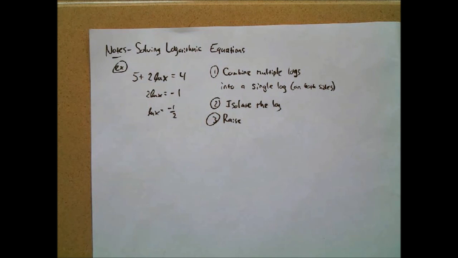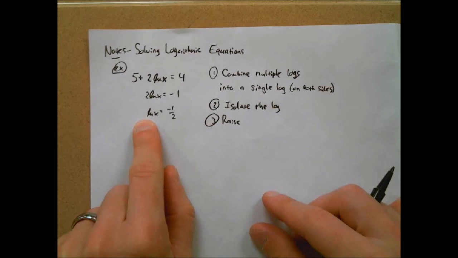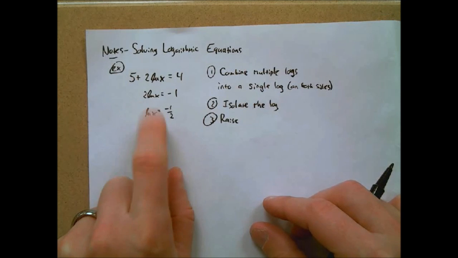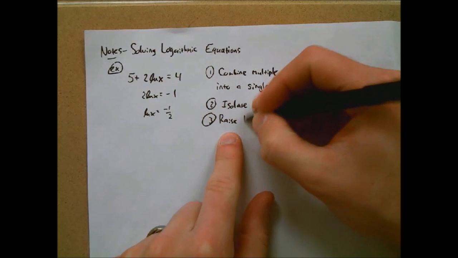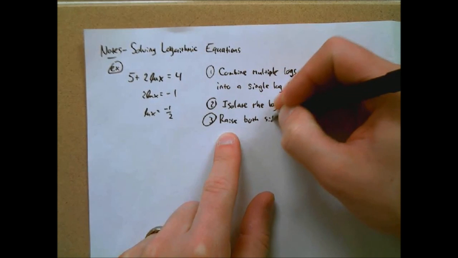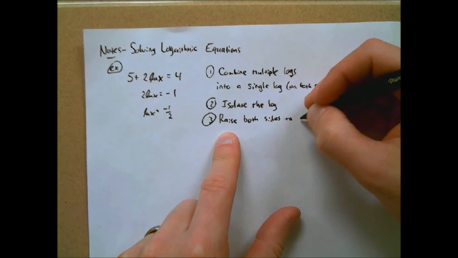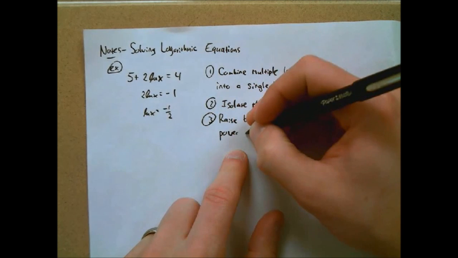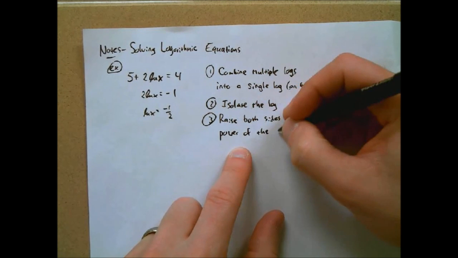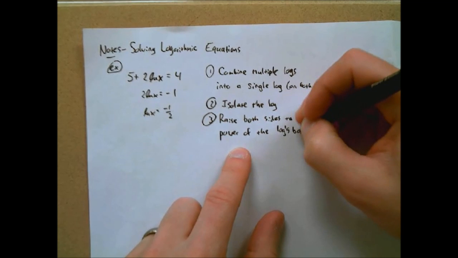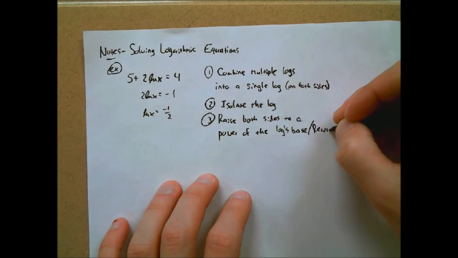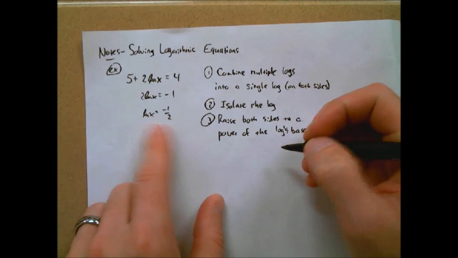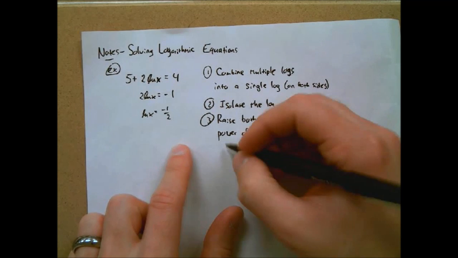Now to eliminate the natural log, because I'm not interested in what the natural log of x is, I want to know what just plain old x is. One way to eliminate the natural log here is to raise both sides to a power of the log's base. Or if you want to think about it another way, rewrite in exponential form. Especially in this case, it's easy because we just have one logarithm.